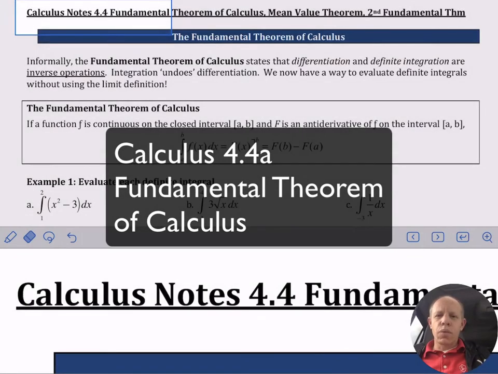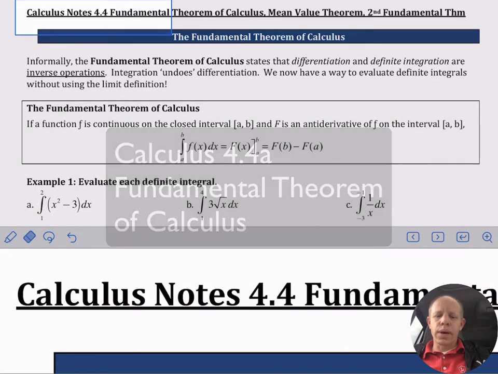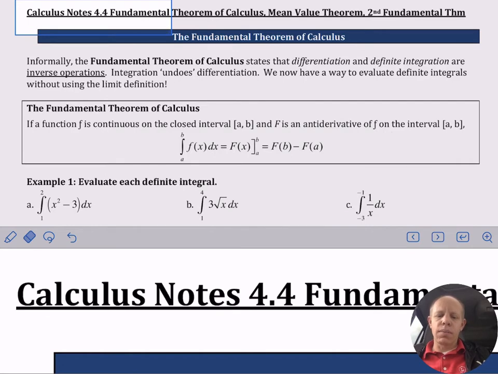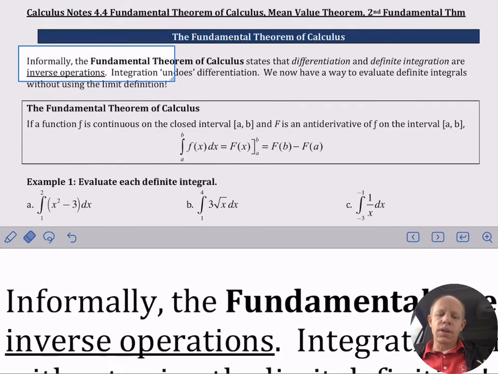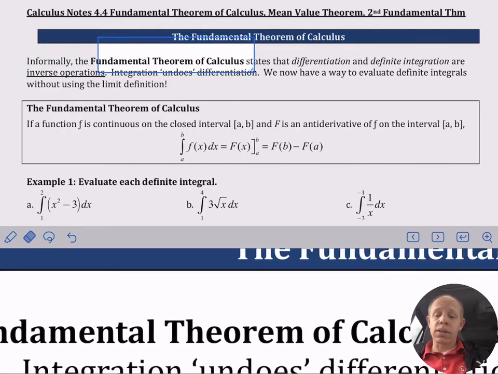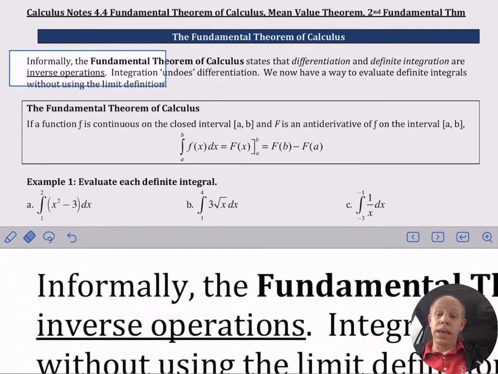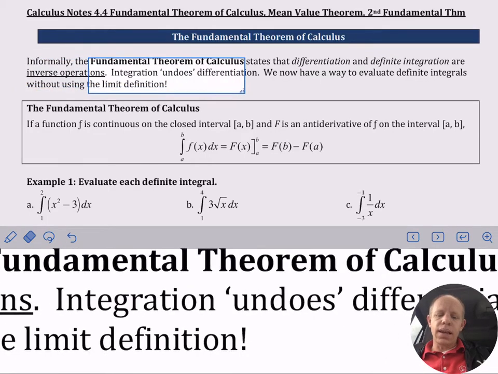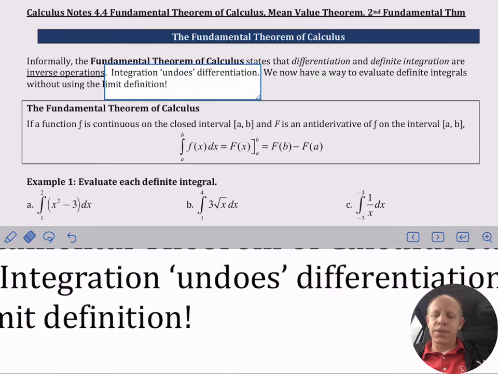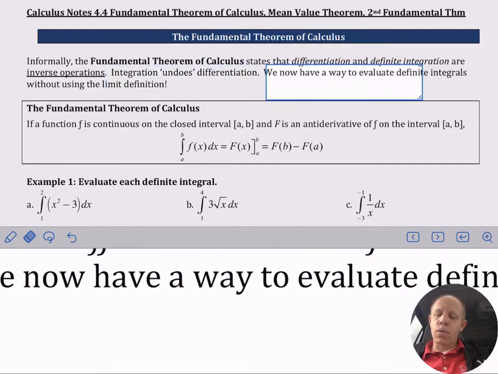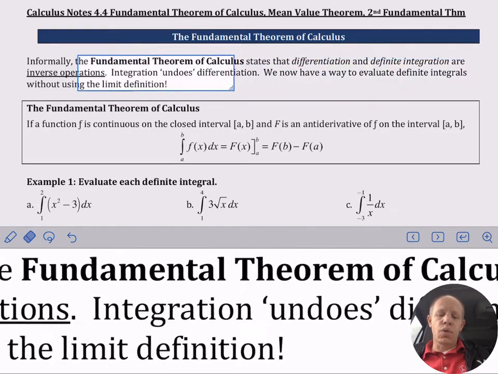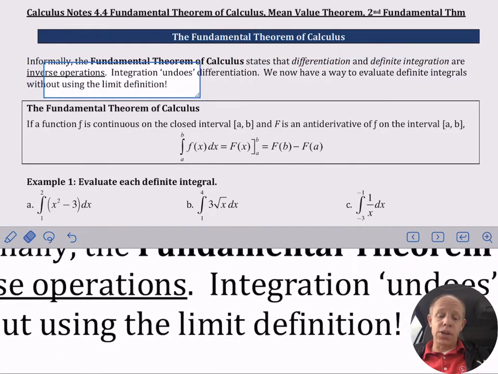Well, hello everyone, and welcome to our calculus notes for section 4.4a, the fundamental theorem of calculus. So informally, the fundamental theorem of calculus states that differentiation and definite integration are inverse operations, and integration, therefore, undoes differentiation. We now have a way to evaluate definite integrals without using the limit definition.